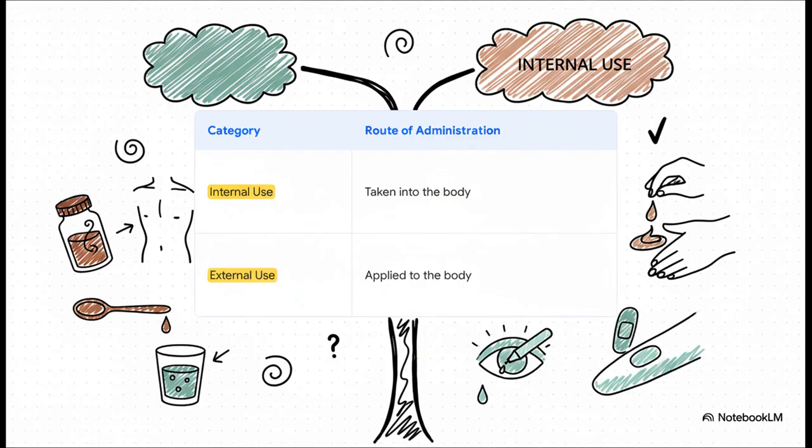And that one question leads us to these two big buckets. Everything, and I mean everything we're talking about today, will fit into one of these two groups. Is it for internal use, meaning you take it into your body, like swallowing it? Or is it for external use, meaning you apply it to the surface of your body, your skin, your eyes, whatever? That's it. That's the main fork in the road.